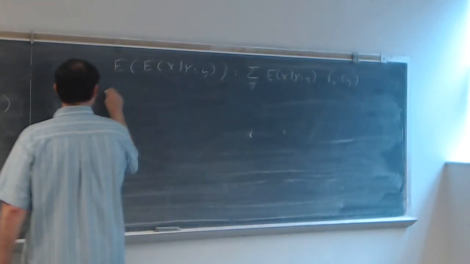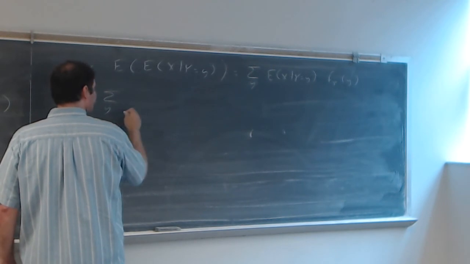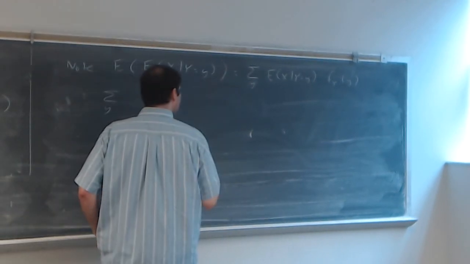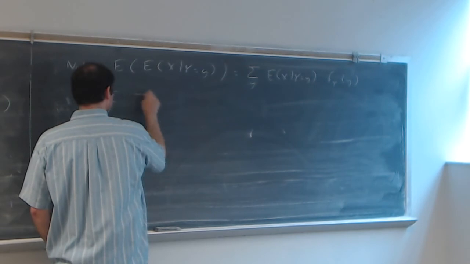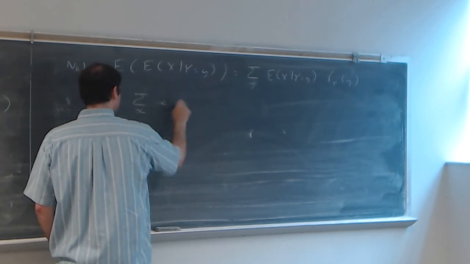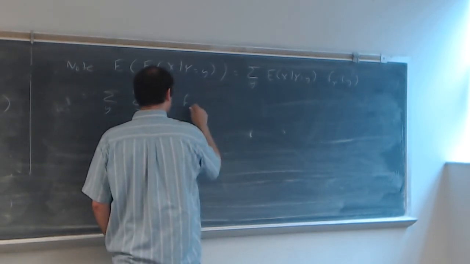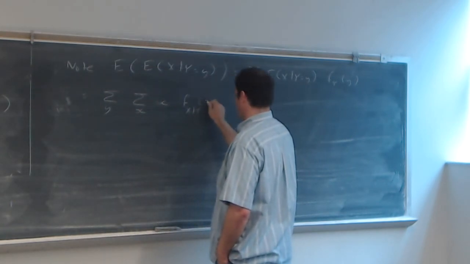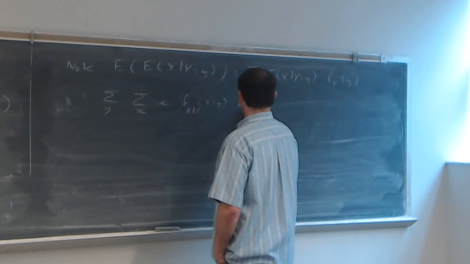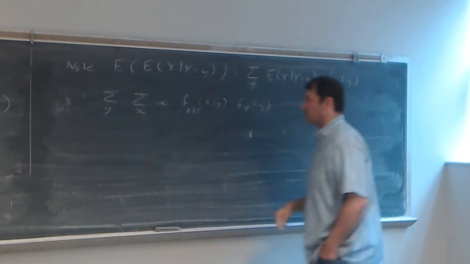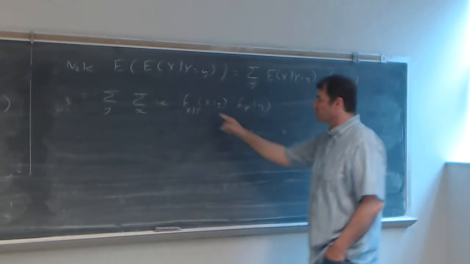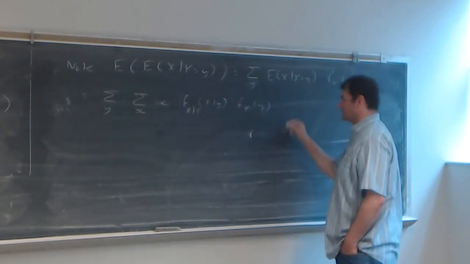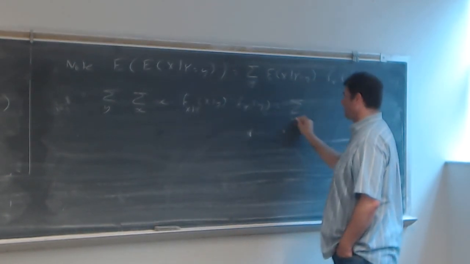So this is equal to the sum over all y values. Now, the expected value of x given y, it has a definition, and that's the sum over all x values of x times the conditional PMF of x given y, and then times f sub y. Okay, let's replace what the conditional PMF is equal to. This is a double sum.